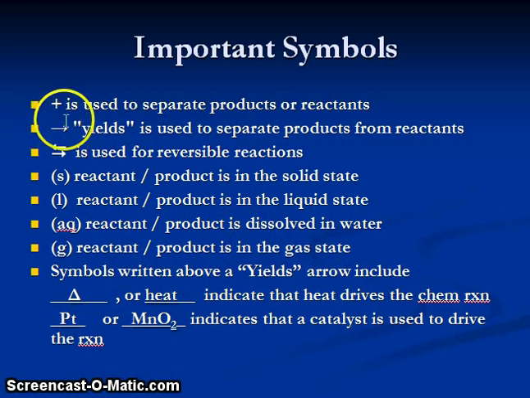There are also some symbols that we will write above a yields arrow. So again, when we have a yields arrow separating reactants from products, if we write this symbol called a delta above the arrow, it means that there's heat that is driving the chemical reaction process. We can actually also write the word heat instead of using the symbol delta. Other things that will be used will be either the symbol for an element or the formula for a compound, which are serving as catalysts which help to drive a chemical reaction process.